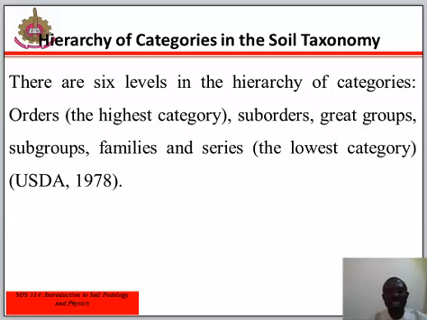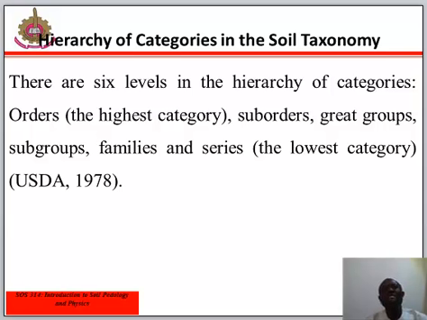Great group. The great group permits more specific statements about a given soil, as it notes the arrangement of the soil horizons. A total of 230 great groups have been defined for the 47 suborders. The name of a great group consists of the name of the suborder and a prefix suggesting diagnostic properties.